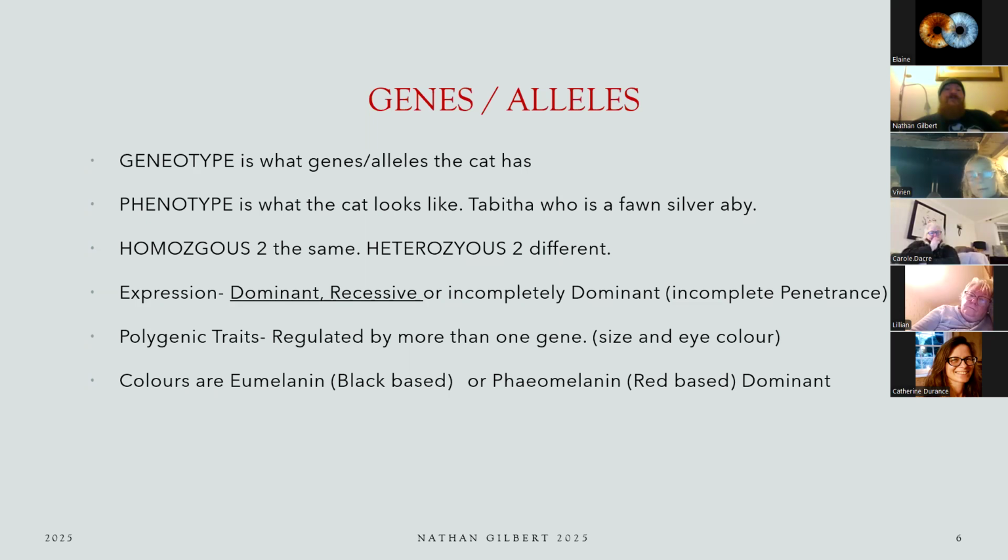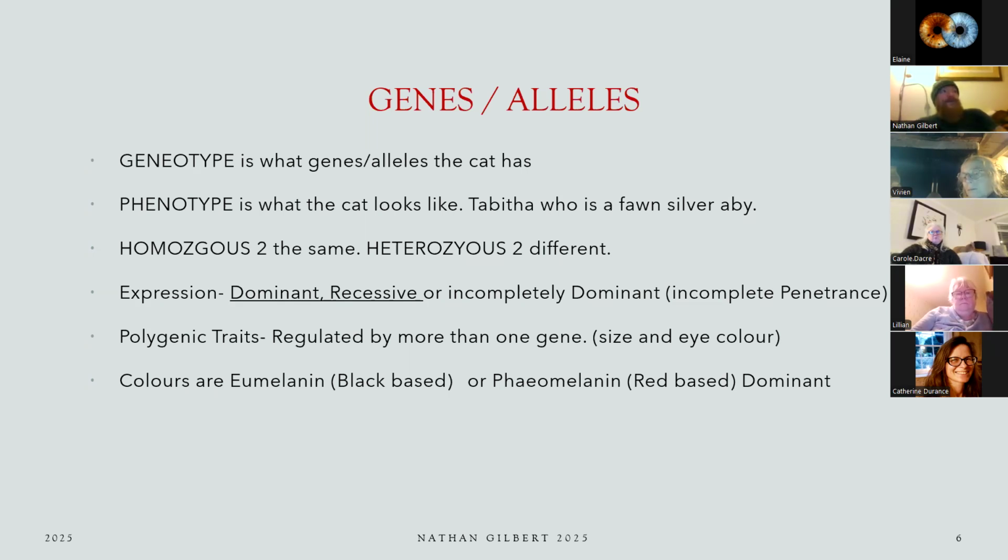Genotype. So that is the genes that the cat has. If you do a swab and you send it off and it comes back and it tells you exactly what genes the cats have, that's the genotype. The phenotype is what it looks like. So the cat doesn't necessarily have to look exactly like its genes are.